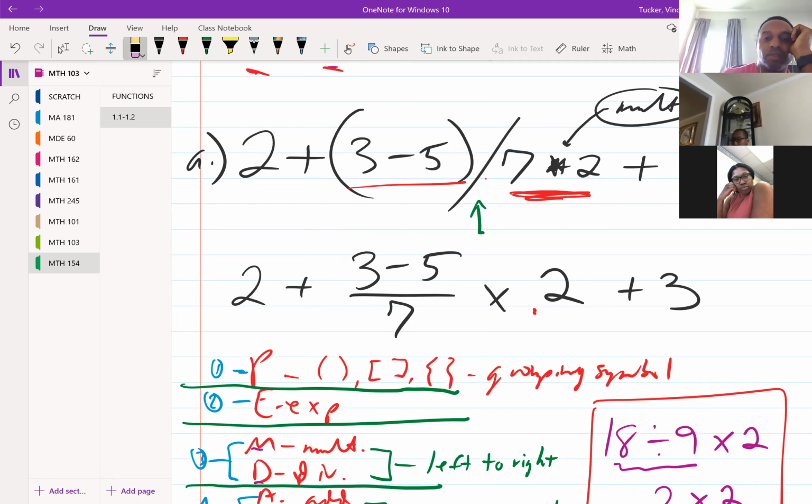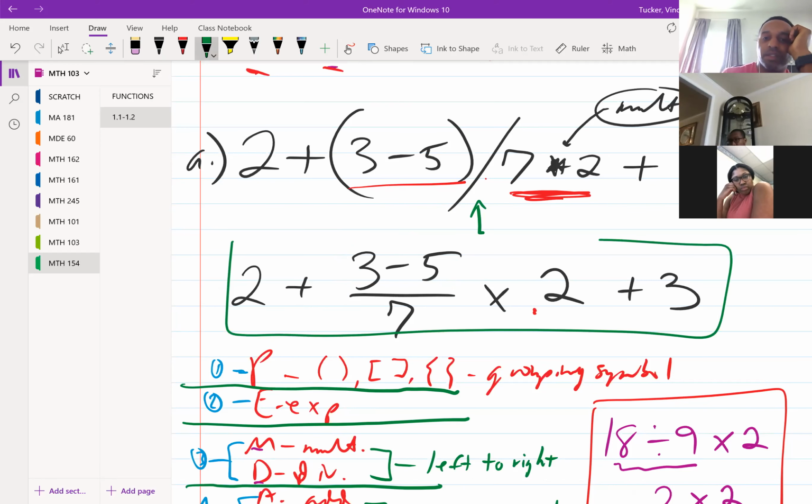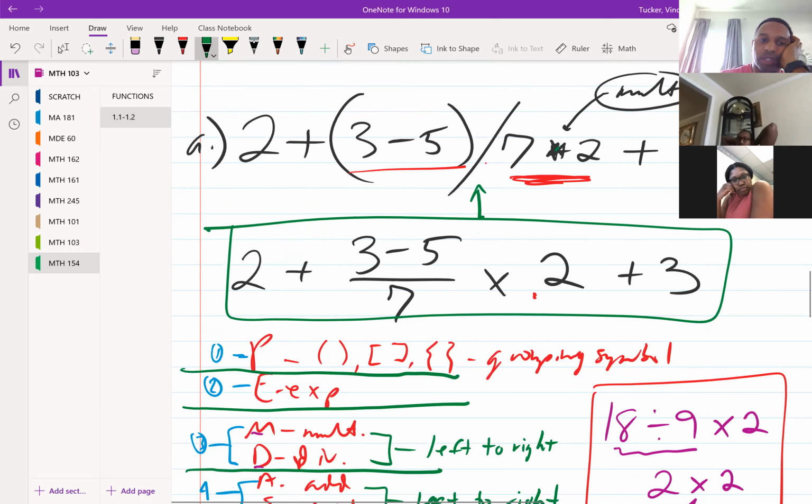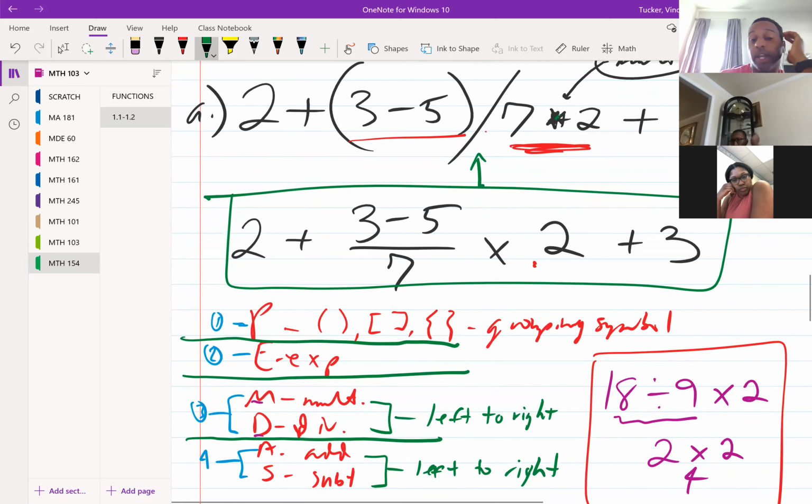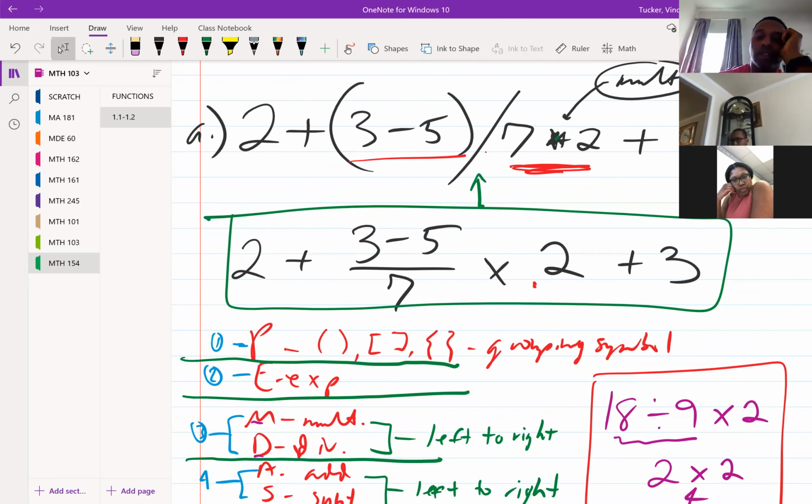So I just want to make sure we understood why this was written this way. That division is applied to the 3 minus 5 first, then times 2. And whenever you see an asterisk in programming, that represents multiplication. And then you have the plus 3 in the back. All right. Questions on that one before we look at another one? And that's all they wanted you to do was pick the right one that looks like this.